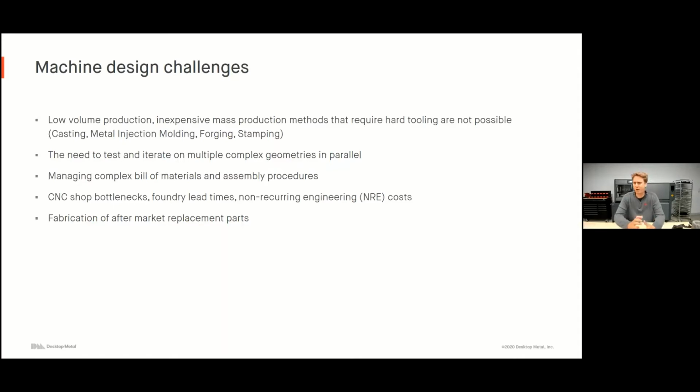And then, of course, our fabrication of aftermarket replacement parts. If a part were to break on our machine and they need a new one, does the tooling still exist to make that part? Do we still have the foundry available that made that part in the first place? How do we replace this part quickly and affordably for our customer?